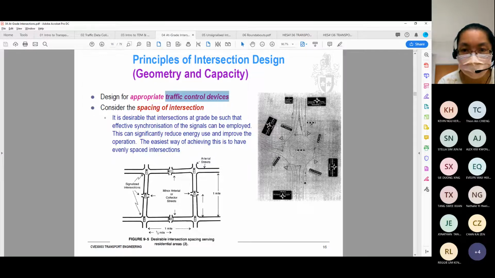Okay, so this was also done in your assignment 1, where after you have already designed your intersection, I hope you also put in signages to help your drivers so that they know where they are supposed to go.